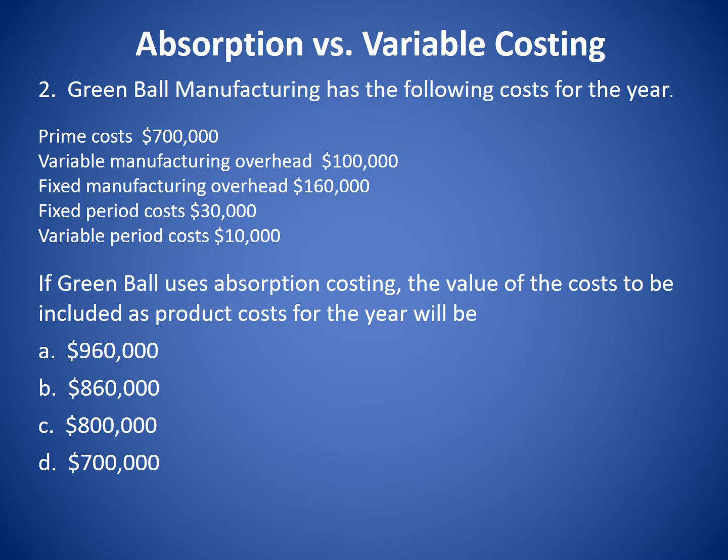Let's take a look at question number 2. Greenball Manufacturing has the following costs for the year. In this case, we're given prime costs of $700,000, variable manufacturing overhead of $100,000, fixed manufacturing overhead of $160,000, fixed period cost of $30,000, and variable period cost of $10,000. Now, if Greenball uses absorption costing, the value of the cost included as product cost for the year will be.